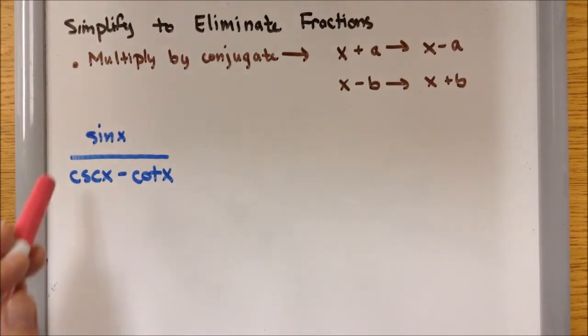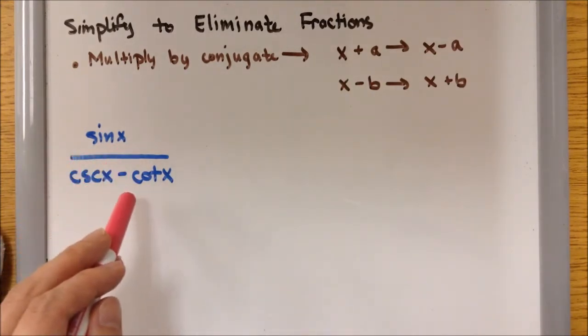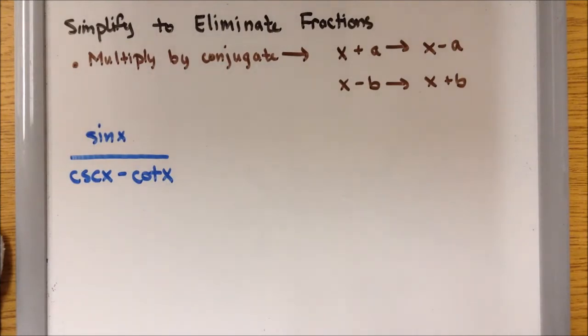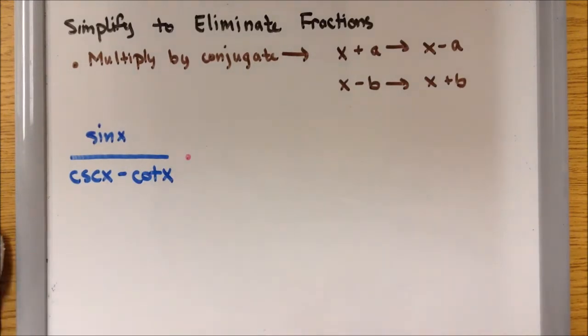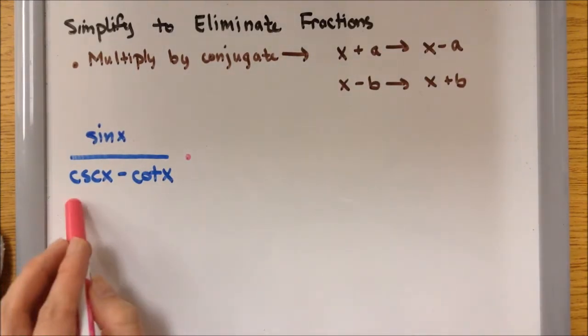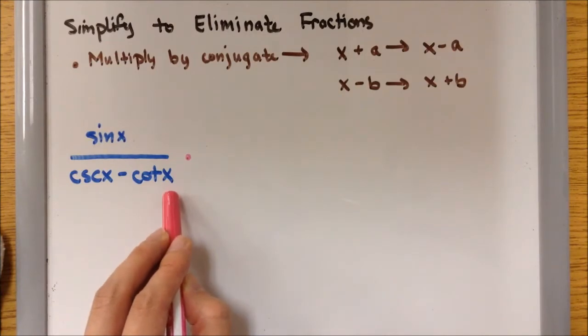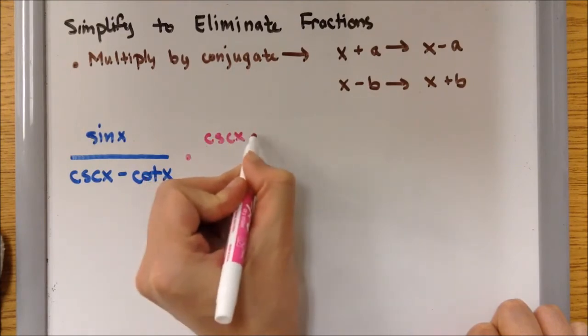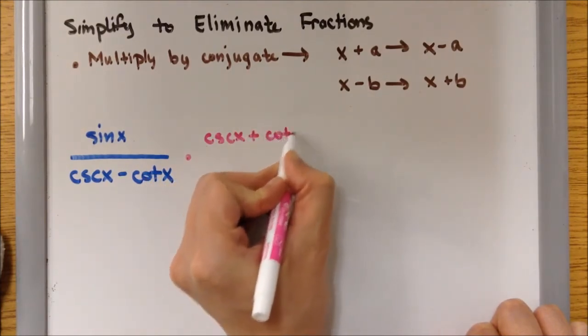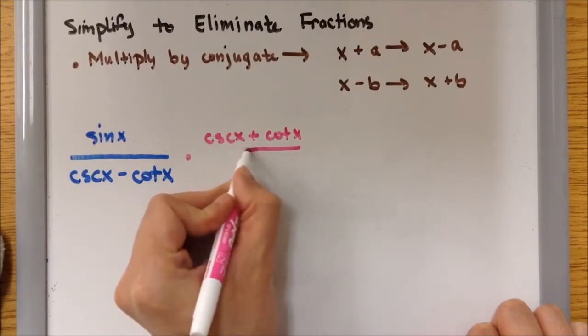So in our first example, we have sine x over cosecant x minus cotangent x. What we're going to do is look at the denominator. We actually have a binomial term, two functions in the denominator. We're going to multiply by the conjugate. The conjugate is the opposite sign of your denominator. In the original example, we have cosecant x minus cotangent x, so the conjugate will be cosecant x plus cotangent x on the top and on the bottom.